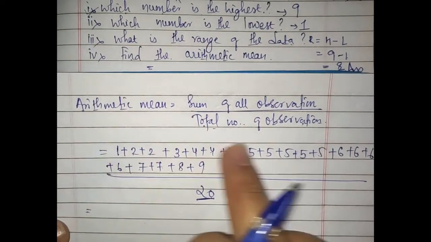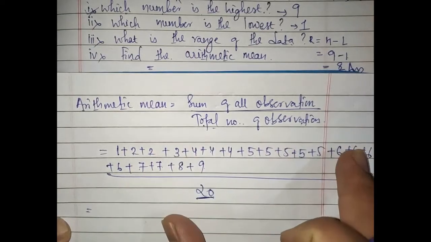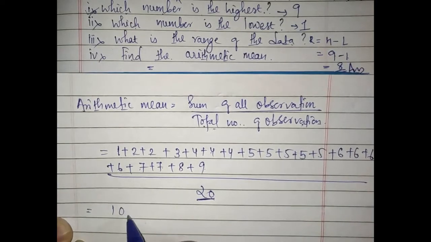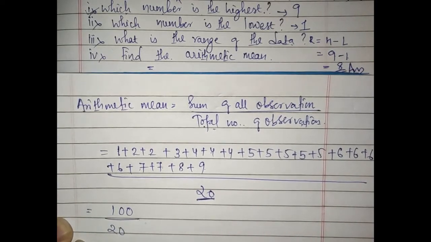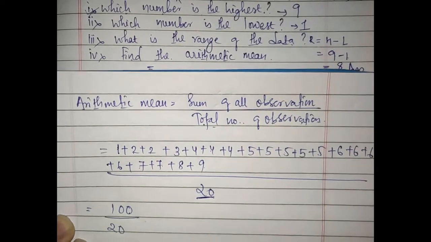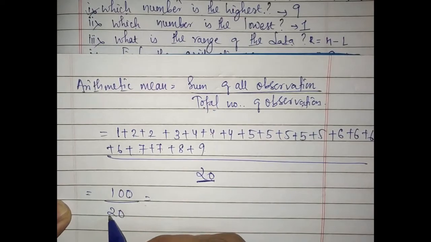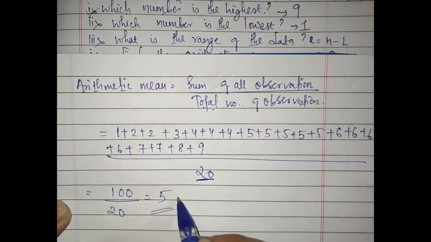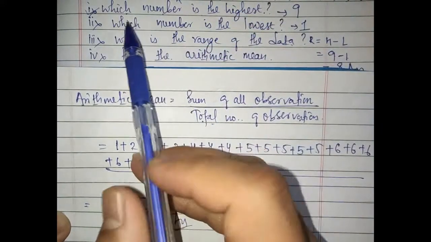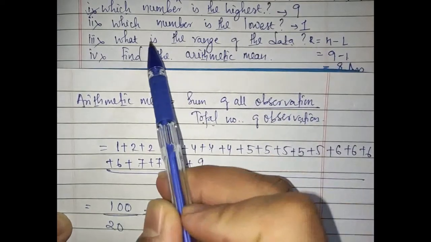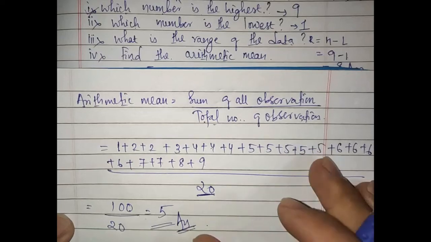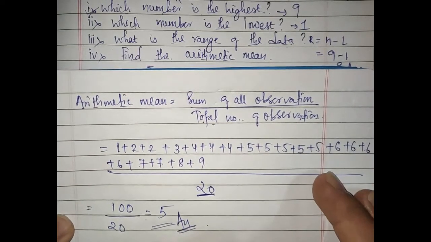So when you add this, I have already added, you may add by your own also. Okay, so when you add this, you will get 100 and divided by 20. So sum of all the observation is 100 and total number of observation is 20, so when you divide this, you will get 5. So your arithmetic mean is 5. So with this we are over with 4 questions. You have got the highest number, lowest number, as well as the range, as well as the arithmetic mean also. Alright, so student, with this question we are over with question number 2 also.